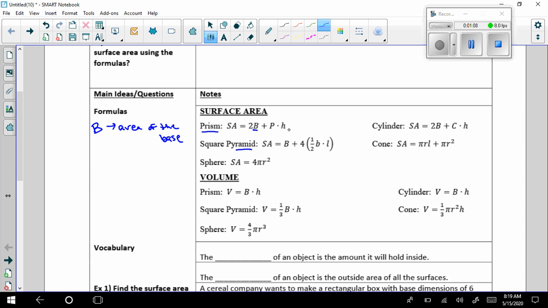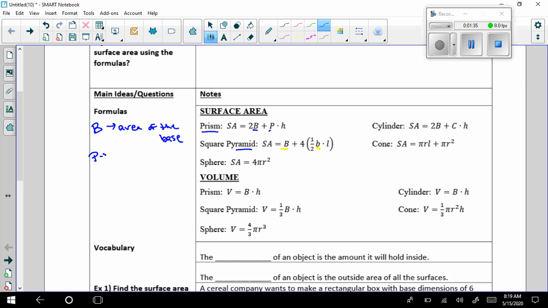But notice in this one here, there's a capital B and a lowercase b. Those are two different B's, so pay attention to something like that. The lowercase b is the base of one of the faces, whereas capital B is the area of the base of the entire object.